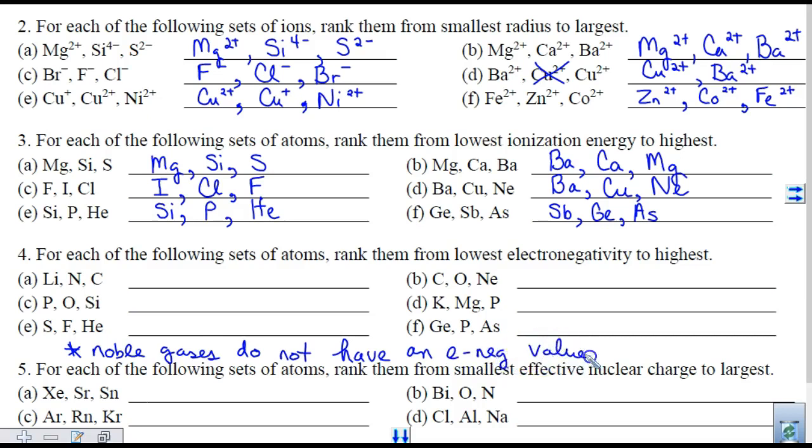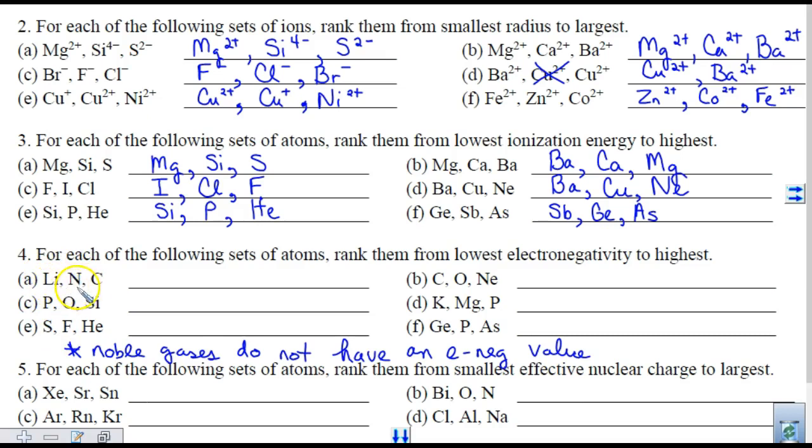It is true that xenon and krypton have been forced to form compounds with fluorine in lab settings, and so we do have an electronegativity value for those, but the rest of them do not. So for our purposes and prediction purposes, I want you to assume that any noble gas that I give you has no electronegativity. So let's look at set A.